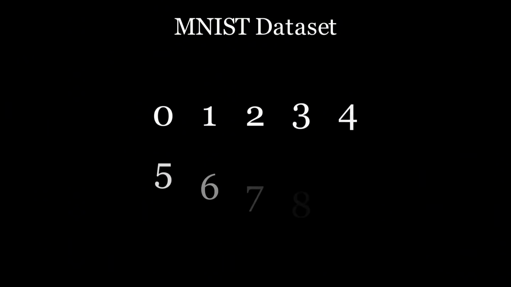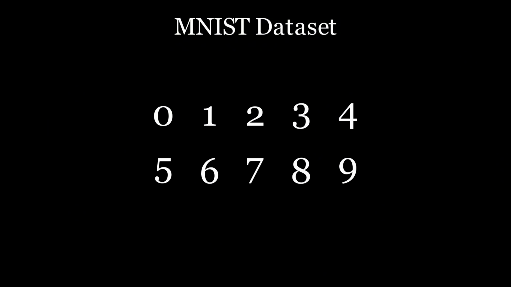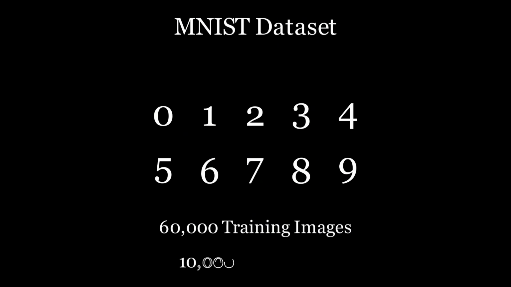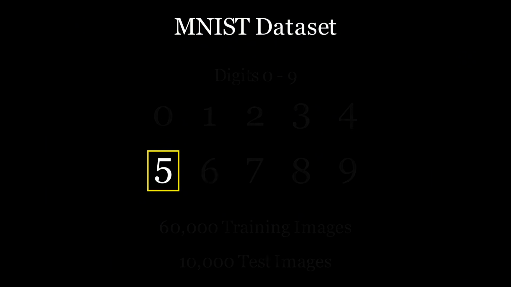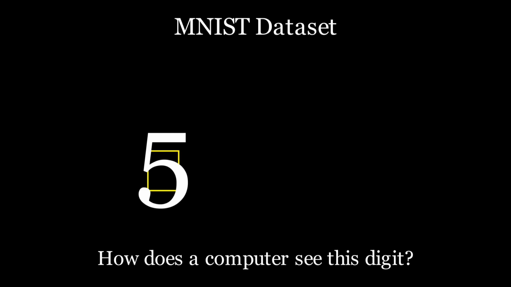Before training our neural network, we need a large collection of handwritten digits. For this purpose, we use the famous MNIST dataset. MNIST contains handwritten examples of all digits from 0 to 9. The dataset consists of 60,000 training images and 10,000 testing images. The training images help the neural network learn patterns. The testing images help us evaluate how well the model performs on unseen data.